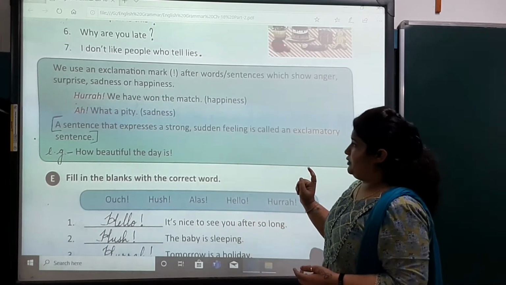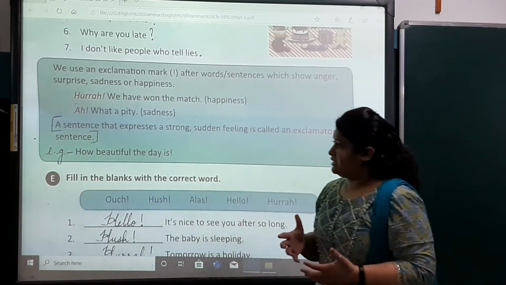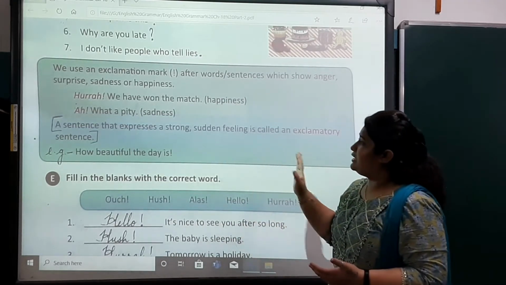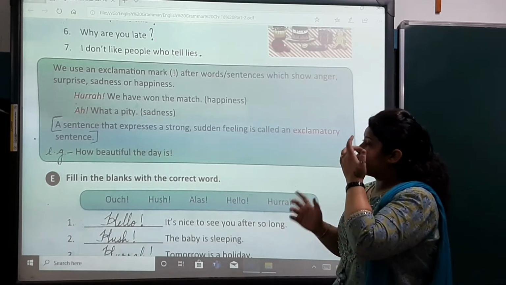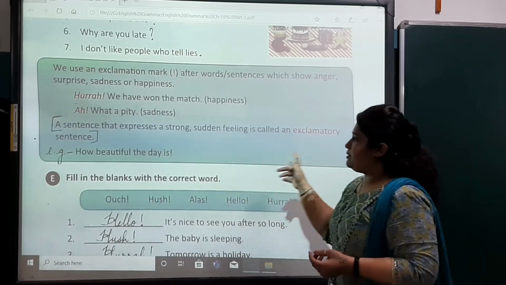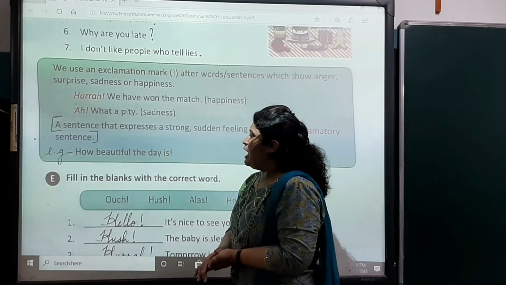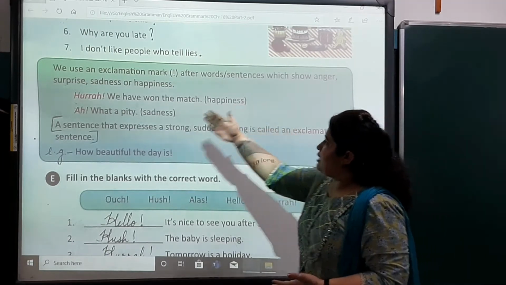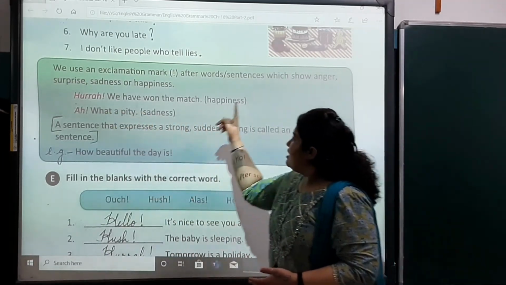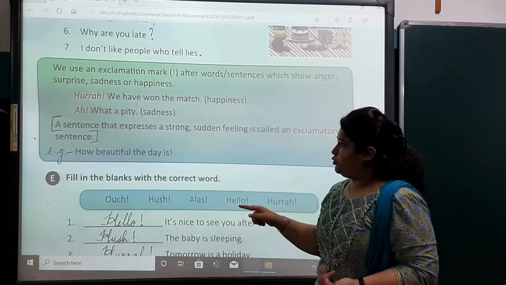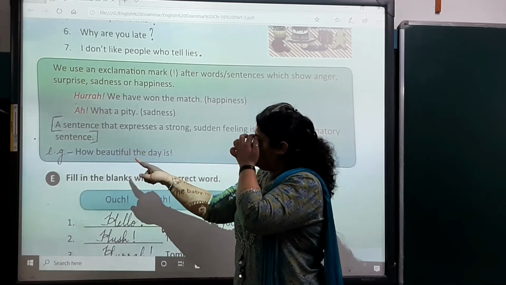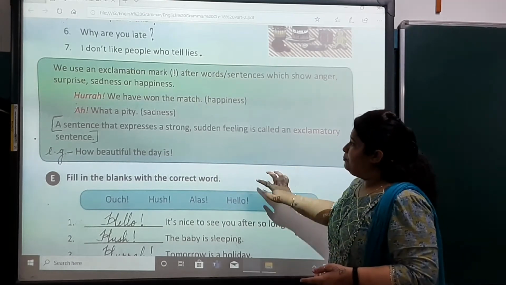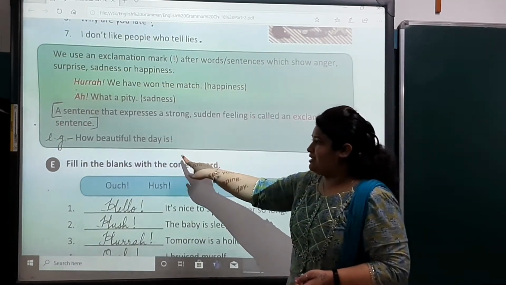Okay, now over here, that sentence expresses something, okay? Expression means express. We have already seen that after words we can put a full stop, and after sentences also. Okay, at the end of the sentence. So: how beautiful the day is! Then put an exclamation mark. Okay, children, so this will be the definition and the example.